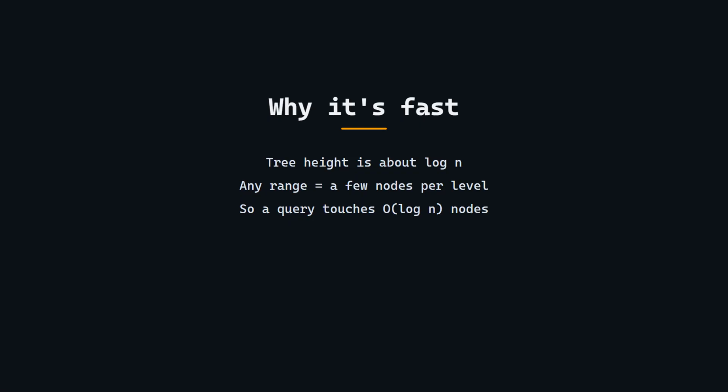Why is that fast? The tree's height is about log n, and any range breaks into at most a couple of nodes per level. So a query visits order log n nodes, no matter how big the array gets.